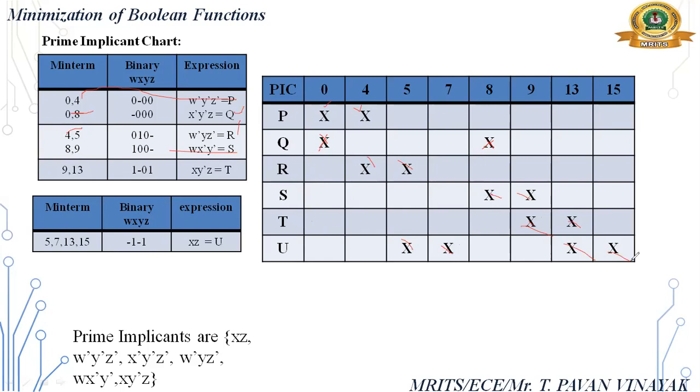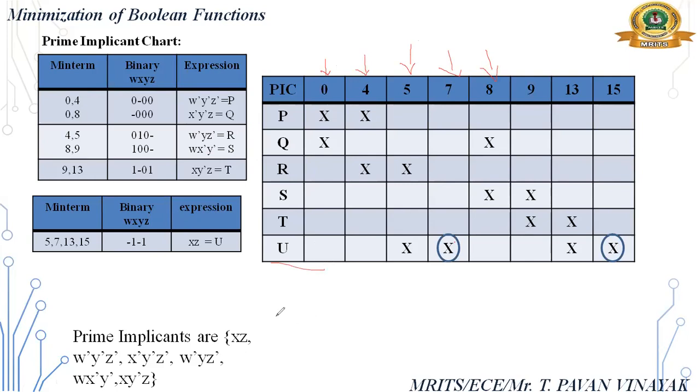After placing X, what do we have to do? Check vertically. Check vertically means check column-wise. Is a single X available or not? Here 2 X's, 2 X's, 2 X's. A single X is available, so make it a circle. Next, for 8, no. 9, no. For 13 and 15, only in the one column you get it, so again you circle it. So we can say U.